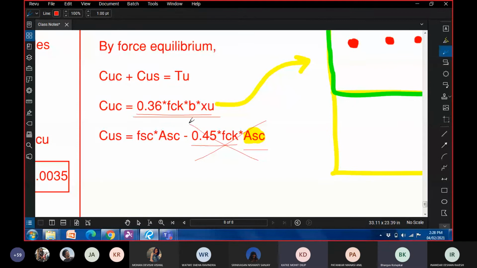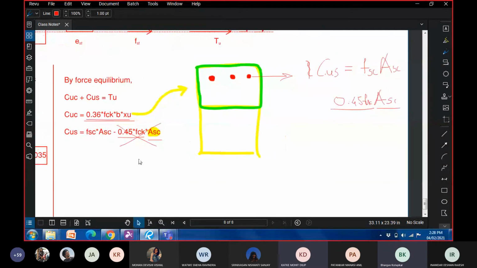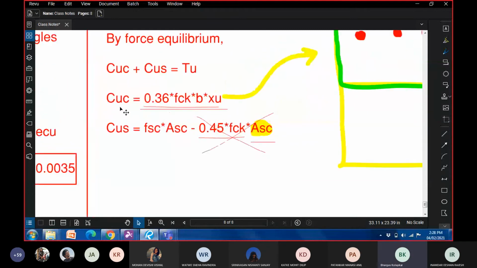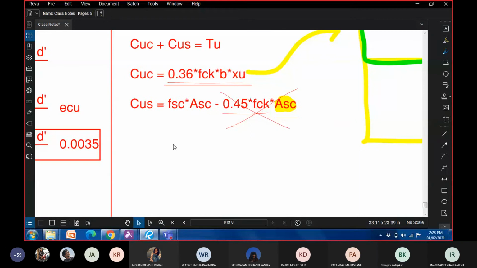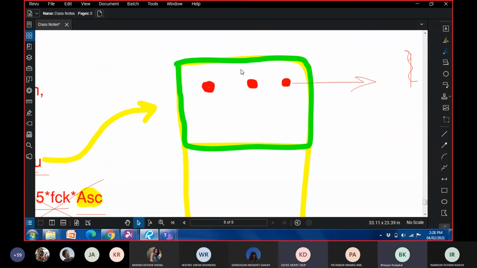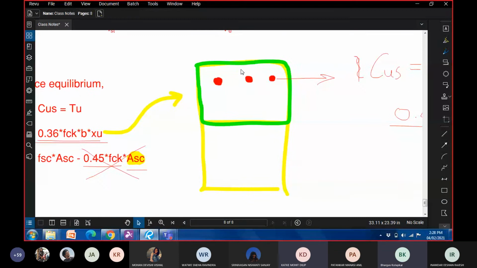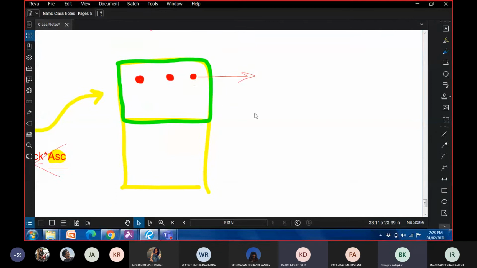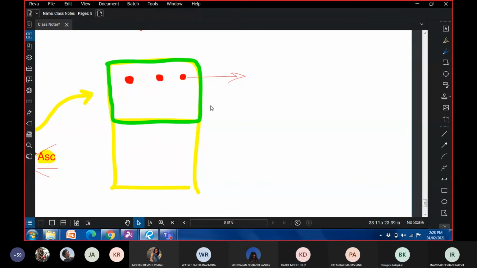Yeah, can you explain it again? Yeah, okay. So there are two forces here. One is CUC and one is CUS. Okay. Just the last part actually, why would we subtract 0.45 FCK?